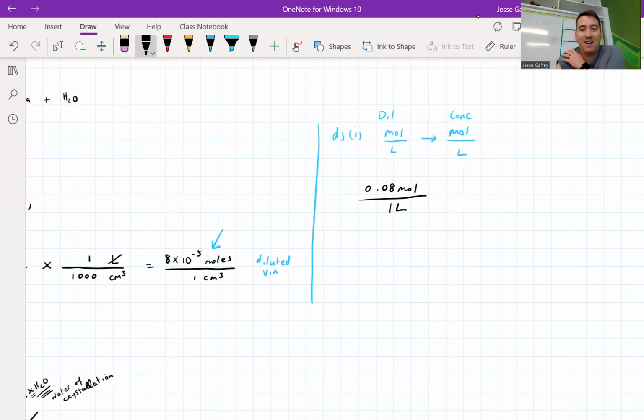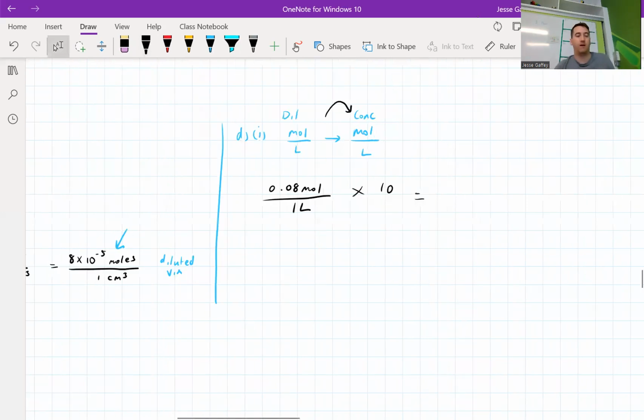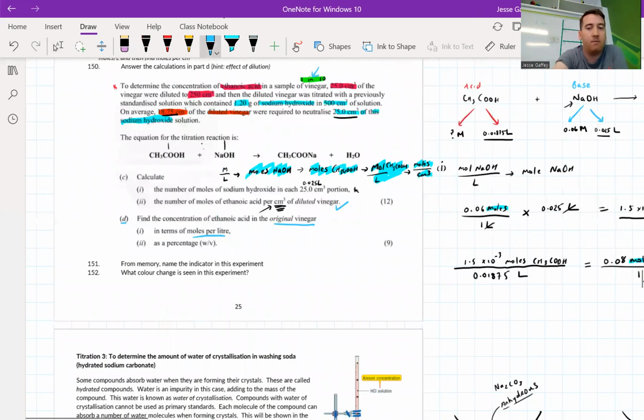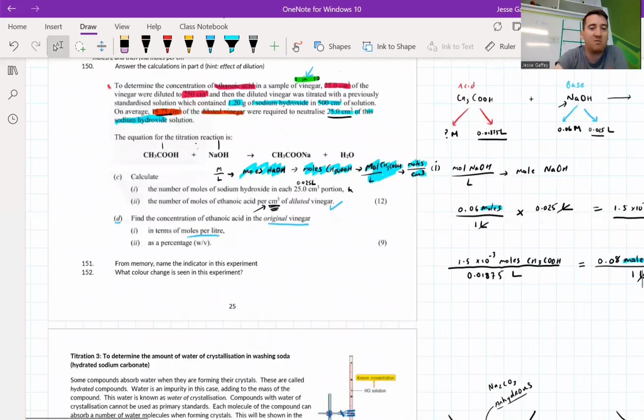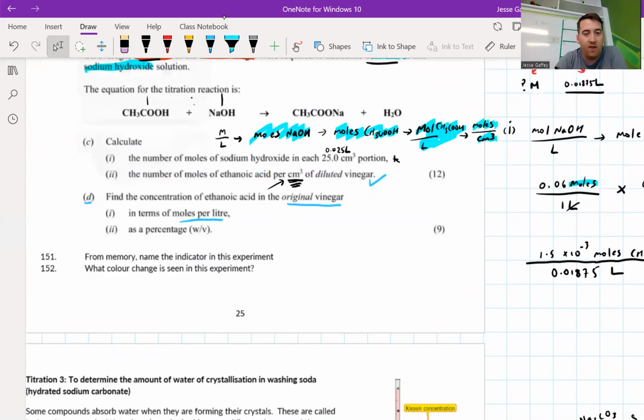And I know it's 10 times more concentrated. I'm just going to go ahead and times this by 10. All right, pause the video and work it out. What you should have got is 0.8 moles per liter is the concentrated. And that there is probably going to be, I think, 6 out of the 9 marks. So that's nice. That was easy. And then the last bit is going to be trickier, I think. So find it as a percentage weight per volume.